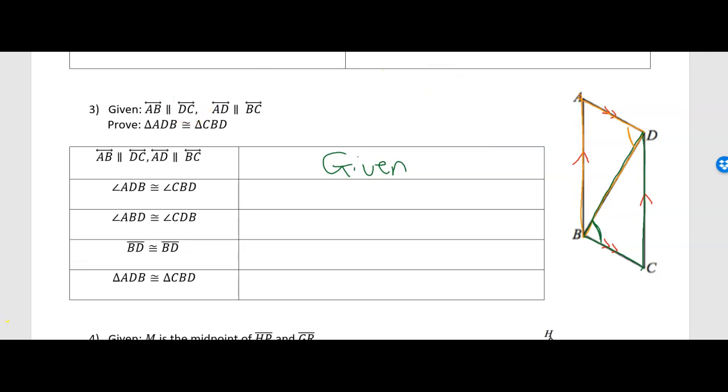Well, the only thing we have to work with is those parallel lines. And whenever we have parallel lines, there's numerous angle relationships that are available to us. However, there's only a few that say the angles are congruent, right? Because the other relationships say the angles are supplementary. So we can have corresponding angles, those are congruent. And then we can have alternate interior or alternate exterior.